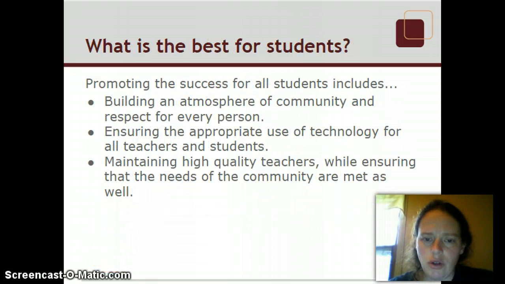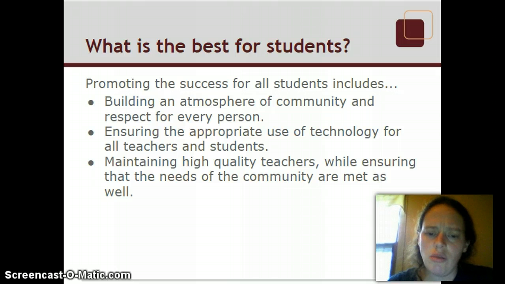What is best for students? Promoting the success of all students includes building an atmosphere of community and respect for every person within the classroom. Also, it is best for students to ensure the appropriate use of technology for all teachers and students. And then it's also best to maintain high quality teachers while ensuring that the needs of the community are met as well.